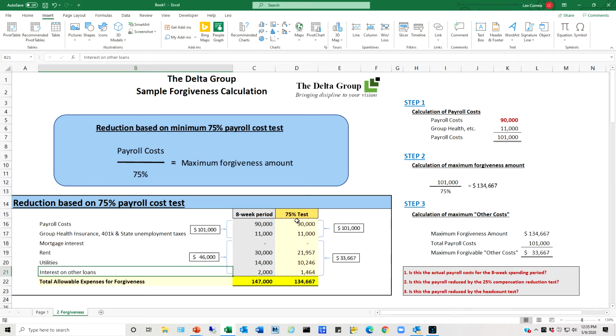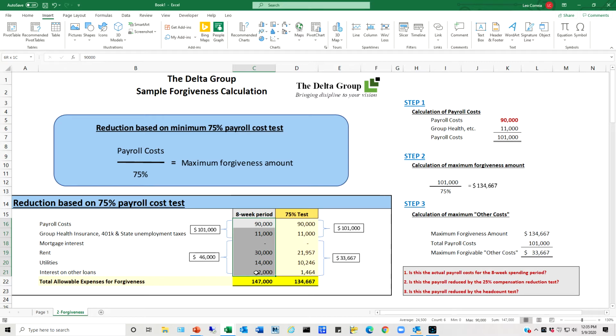Based on the 75% test, I'm not going to get all of my other costs allowed. Basically, I have $147,000 of costs associated with the 8-week period. But because of this 75% payroll test, I'm only going to be allowed $134,000 as my limitation on my forgiveness. So let's run through these calculations and see how they work.